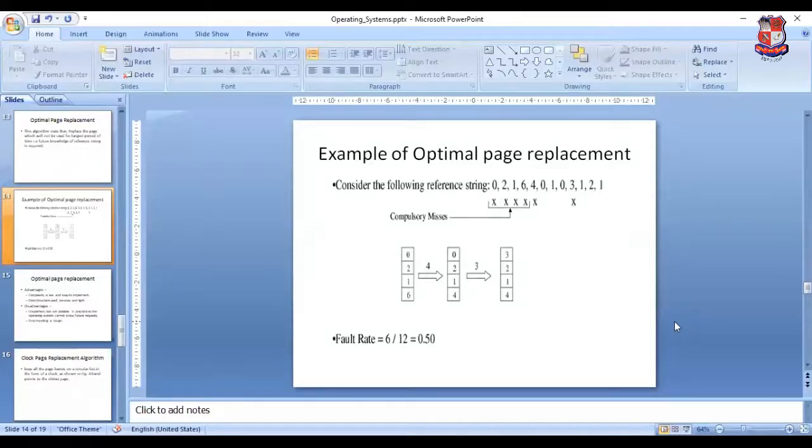नाउ रिक्वेस्ट ऑफ 0, तो 0 is already available. Request of 1 is already available. Request of 0 is already available. Now request of 3. So here we analyze 0 2 1 4. So 3 is not available and page frames is full, no free frame. So we need to replace. So first we analyze 0.